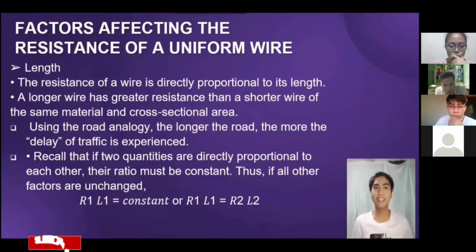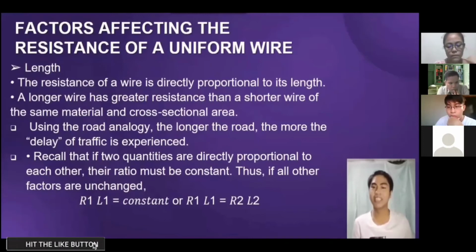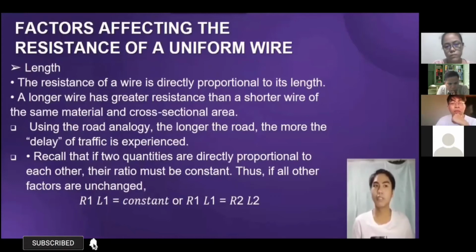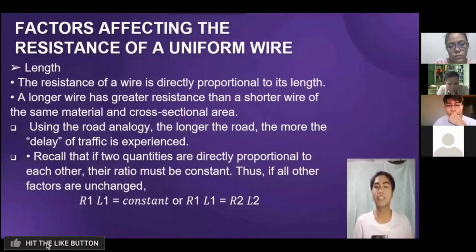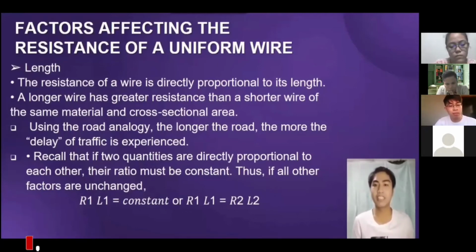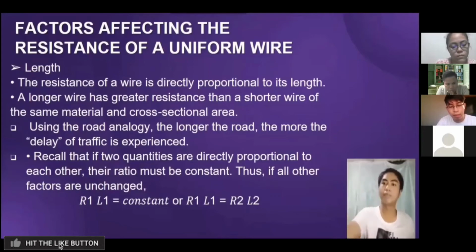The second factor is the length. The resistance of a wire is directly proportional to its length. A longer wire has greater resistance than a shorter wire of the same material and cross-sectional area. Using the road analogy, the longer the road, the more the delay of traffic is experienced. Recall that if two quantities are directly proportional to each other, the ratio must be constant. Thus, if all other factors are unchanged, R1 over L1 is equal to a constant, or R1 over L1 is equal to R2 over L2.